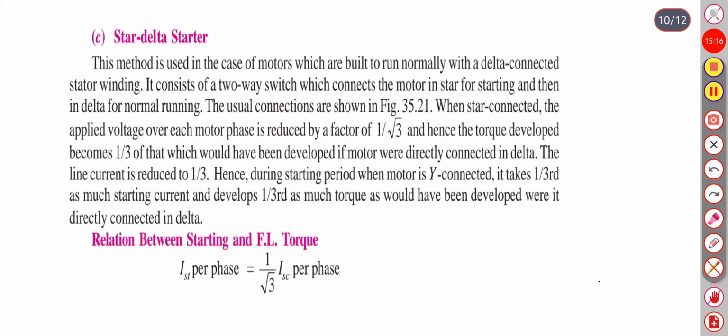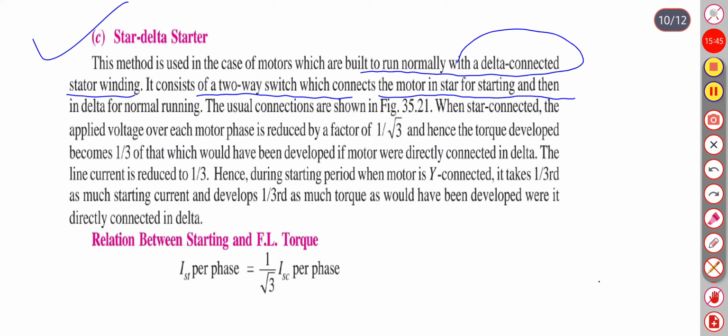Now the third type of starter widely used for the induction motors is called the star delta starter. This method is used in case the motors are built to run normally with delta connected stator winding. So in case of star connected, this starter cannot be used. It consists of a two-way switch which connects the motor in star for starting, then in delta for normal running. The usual connections are shown in the figure.